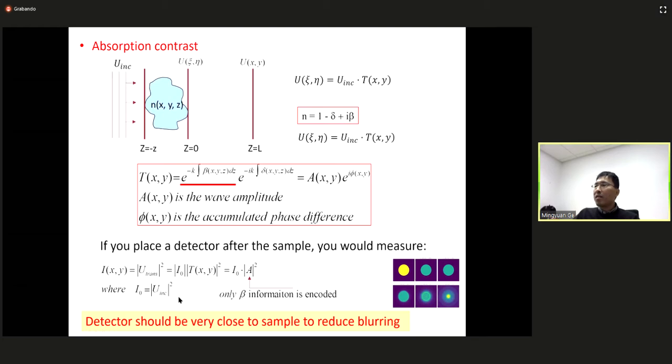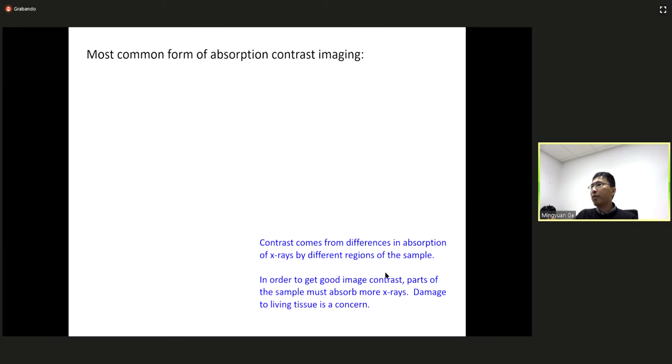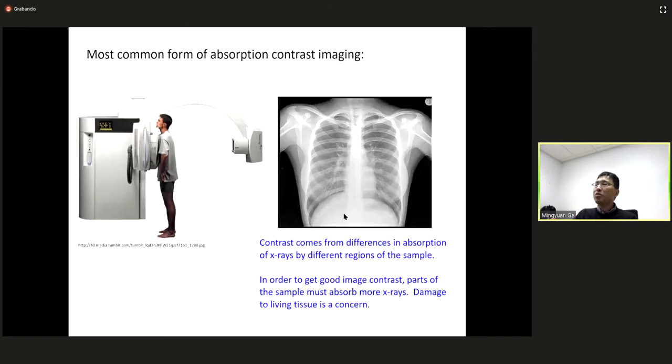But we also need to make sure the detector is very, very close to the sample. Remember in the previous simulation, if it is far away, this will give some interference. But if you want to really look at the object, its shape and morphology, we need to put the detector very close to the sample. This is exactly what we do in a chest X-ray. We put our chest against the detector as close as possible. I think the doctor asks you to push your chest hard against the detector, and then we get a very clear image of the inside of your body.